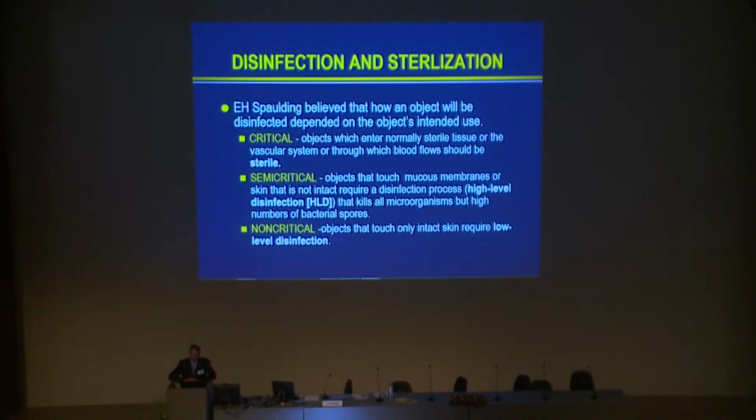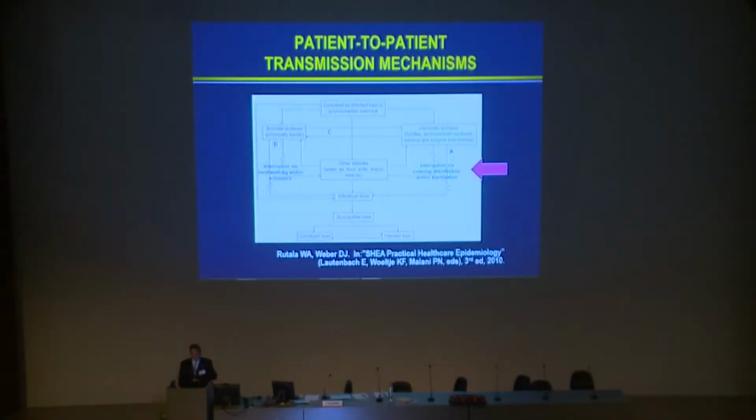Semi-critical devices are objects that touch mucous membranes or skin that is not intact, and these require high-level disinfection. This will kill all microorganisms, with the exception of high numbers of bacterial spores. And endoscopes would be an example, or for that matter, endocavity probes. Non-critical items are objects that only touch intact skin, such as a blood pressure cuff, and they only require low-level disinfection.